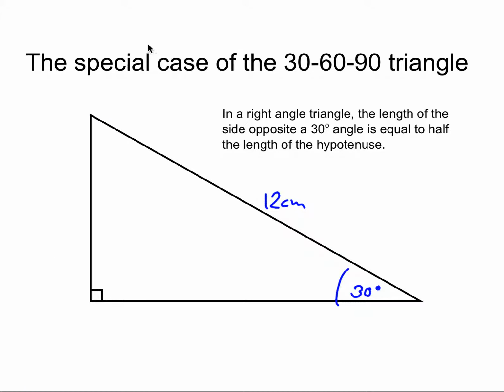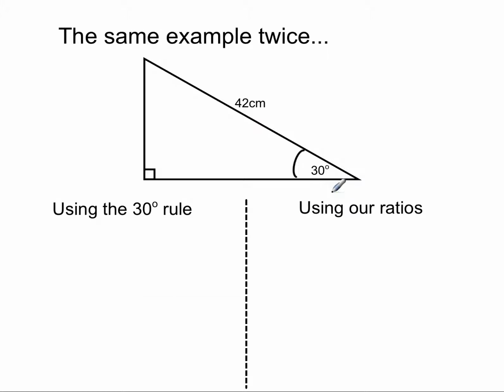So this is true for this triangle, but it's true for any 30-degree right angle triangle. If it is this triangle, 30, 60, 90, then whatever the lengths are, this property will hold true. So if this was 10, this would be 5. If this was 2, this would be 4. You see what I'm saying? So let's see this in action.